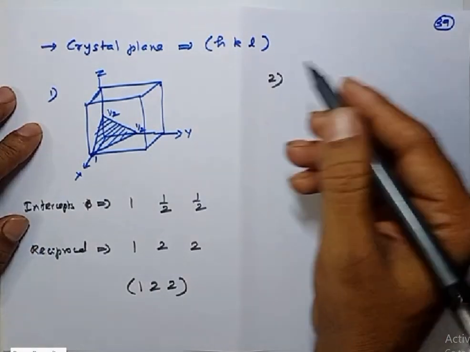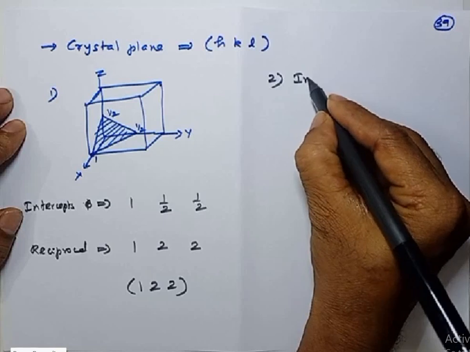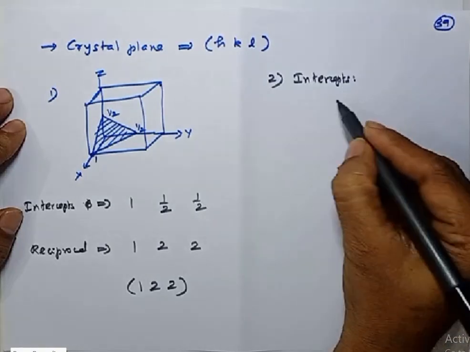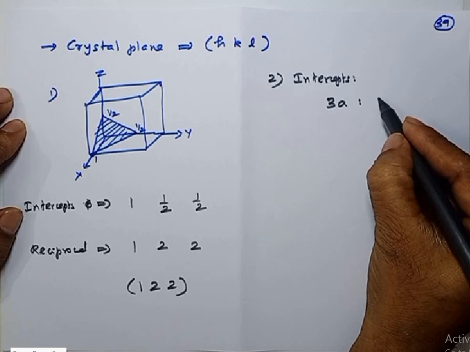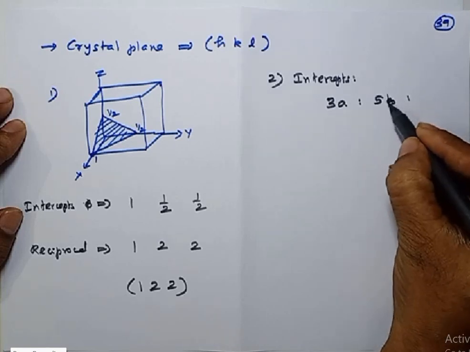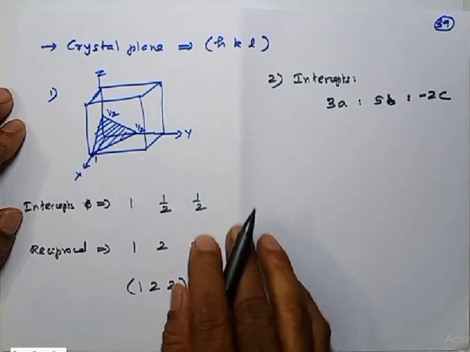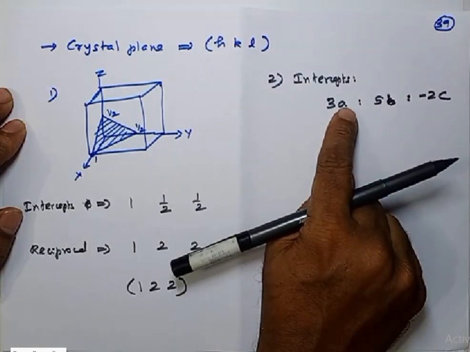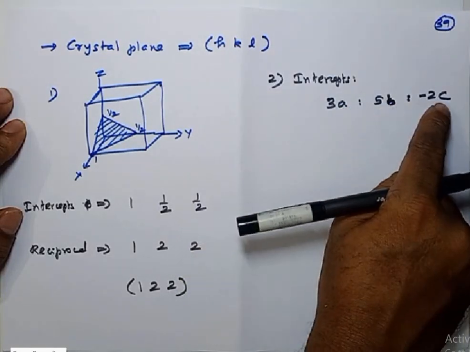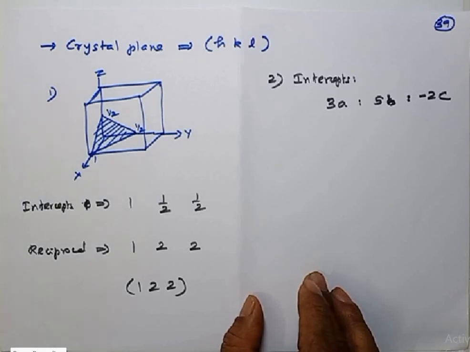I'll give intercepts. Some plane in a crystal makes these intercepts along the x, y, and z axes. The x intercept is 3a, the y intercept is 5b, and the z-axis intercept is minus 2c, where a, b, c are the unit lengths along the x, y, z axes. Now I have given the intercepts. You try to find the Miller indices corresponding to this plane.